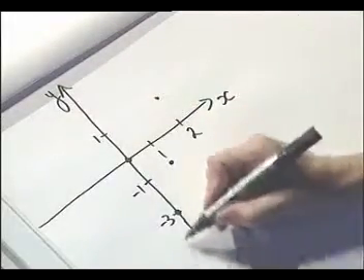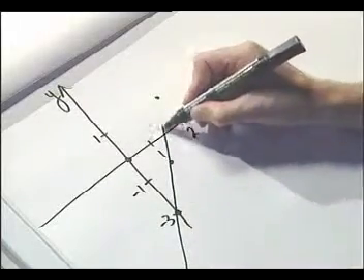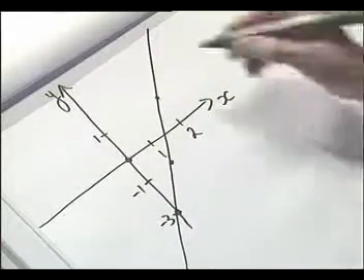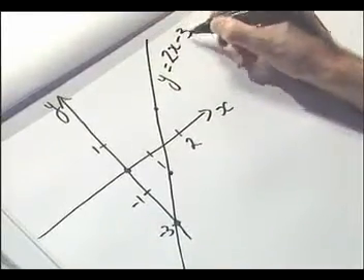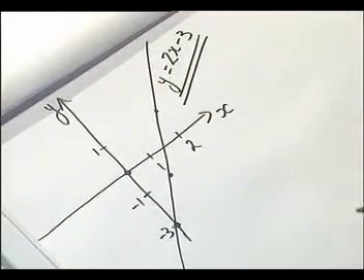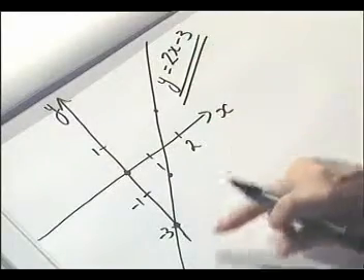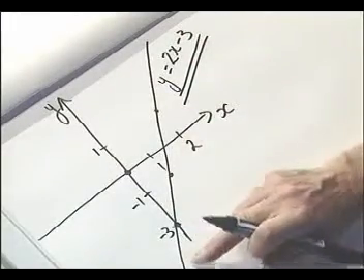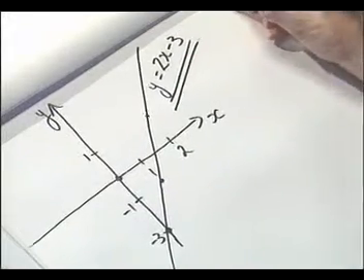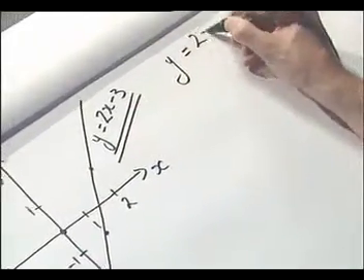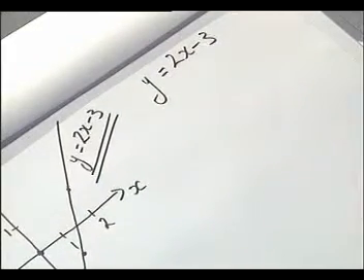Now, those 3 points lie on a straight line. y equals 2x minus 3. And that's another reason for calling this a linear equation. It gives us a straight line. Okay. You've got that one, y equals 2x minus 3.